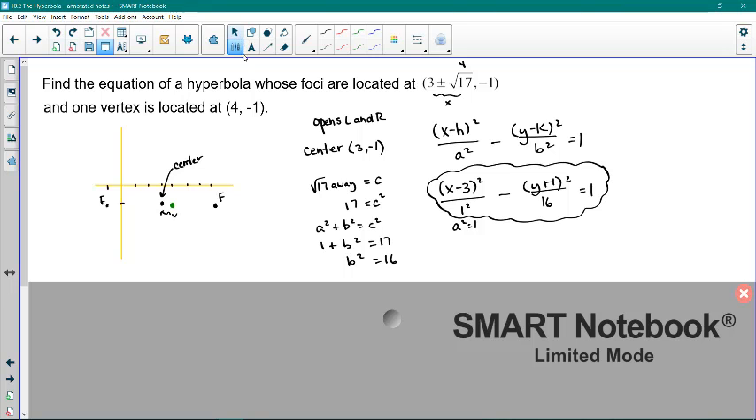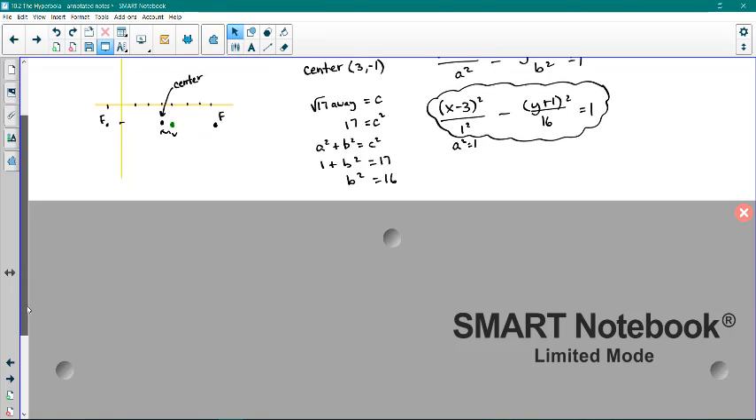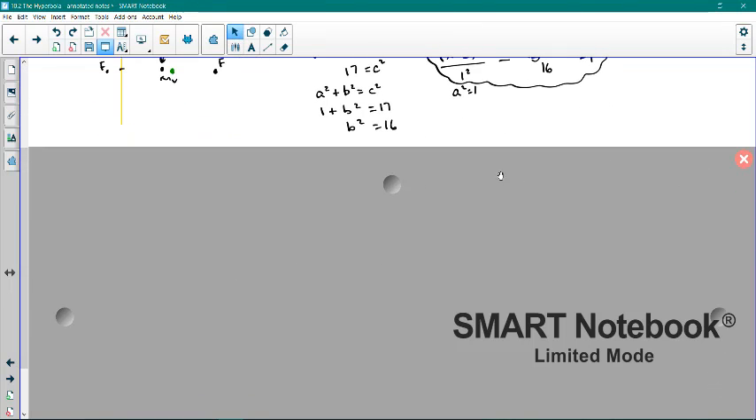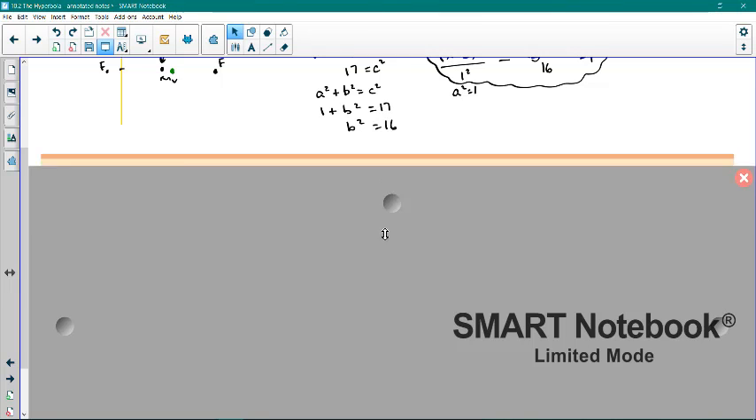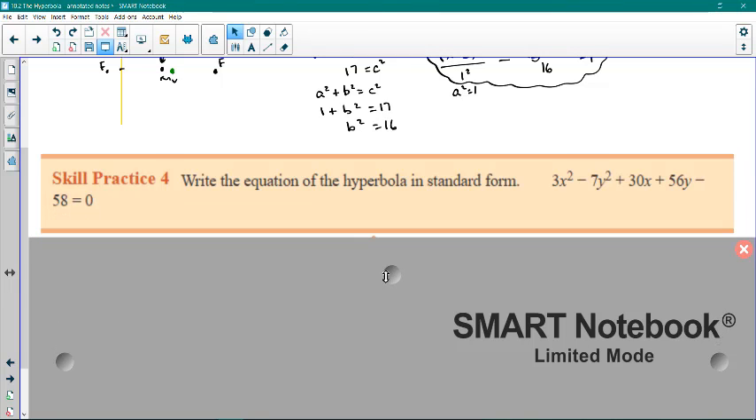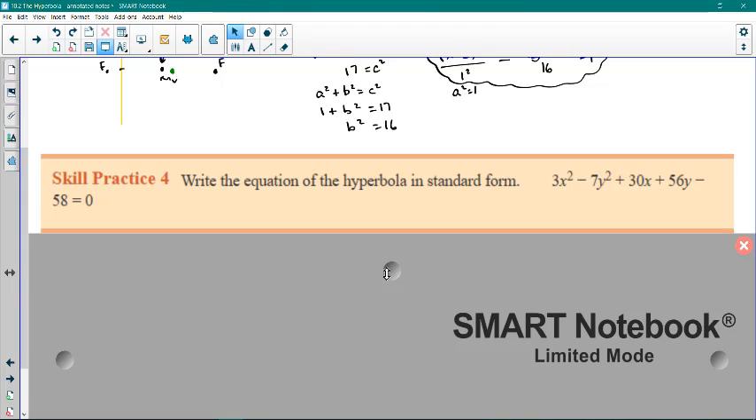I encourage you to pause the video and do these skill practices from your book. I have the answers here. I don't want to reveal them, but do skill practice 4 and skill practice 5 from your book and check the answers. I always encourage you to do that, the skill practices, because they have the answers right there in the book and you can check and see how you're doing.